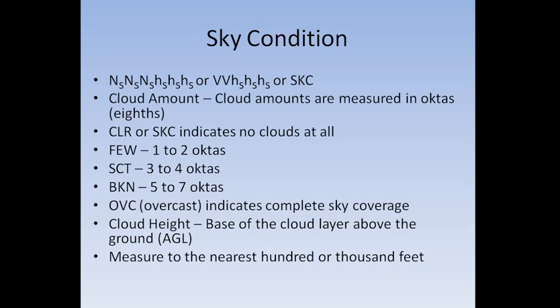Cloud height, the base of the layer of the cloud above ground level. So like we said with the ASOS, that will shoot one beam straight up, hit the base of the cloud, and give a reading of how high that cloud is. Now, for an observer, you've got to go out, look at the sky, see the different layers, and then report each layer, so you can have few at 3,000 feet, scattered at 5,000 feet, broken at 10,000 feet. So you can have 3, you can have 4, you can go all the way until you hit broken or overcast, whatever that last layer of coverage is. And measure to the nearest 100 or 1,000 feet, depending on how high you go.